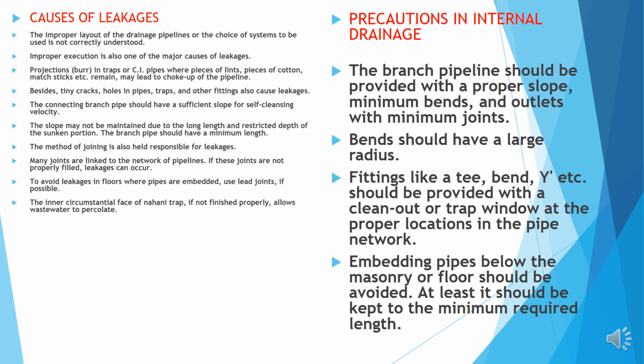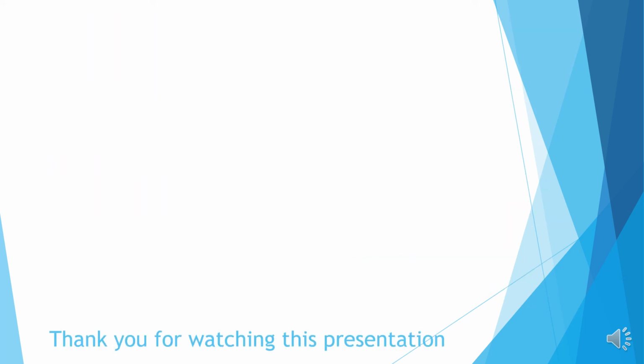Precaution in the internal drainage. The branch pipeline to be provided with proper slopes, minimum bends, and outlet with a minimum of joints. Bends should have a larger radius. Fittings like T, bend, and Y, etc. should be provided with a clean out or trap window at the proper location of the pipe network. Embedding pipes below the masonry or floor should be avoided. At least it should be kept to the minimum required length.